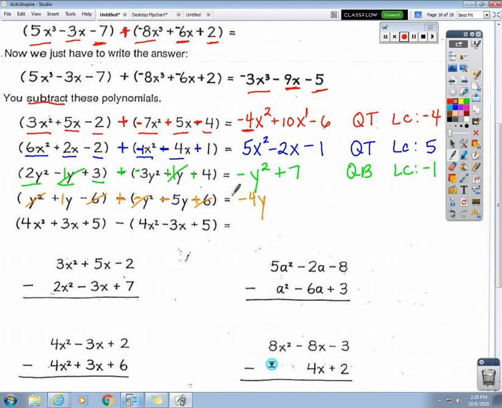Right, so what is the name of it? It is a monomial because there's one term, but what's its highest exponent? 1. So that makes it linear, and the leading coefficient is negative 4, yes.